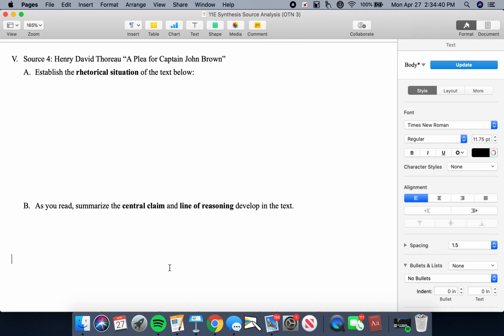The exigence of the speech is that the United States government and also abolitionist groups in the Northeast have declared that John Brown is not a good guy, that he should be memorialized as an insane person, as a person that should not be emulated. And the purpose of Thoreau's speech is to defy that characterization of John Brown, to argue that John Brown is indeed a hero and should be memorialized as such.